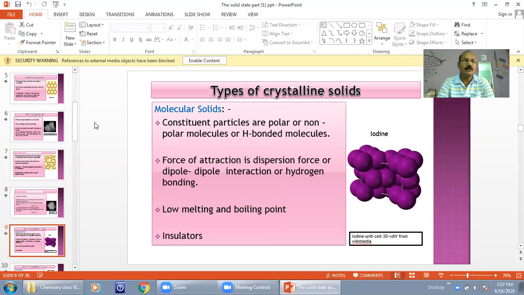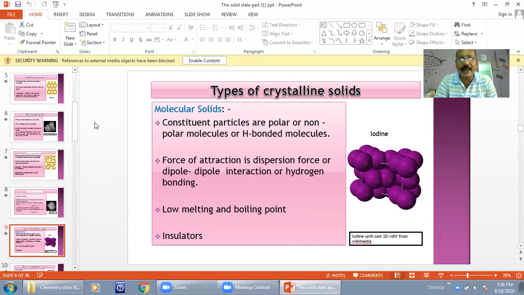Polar means that in the particular compound, the electronegativity difference is more than 1.9; such solids are called polar. When it is less than 1.7, then it is non-polar. So water and HCl are polar molecules. The constituent particles in molecular solids are polar, non-polar, or hydrogen bonded. These three: polar, non-polar or hydrogen bonded.